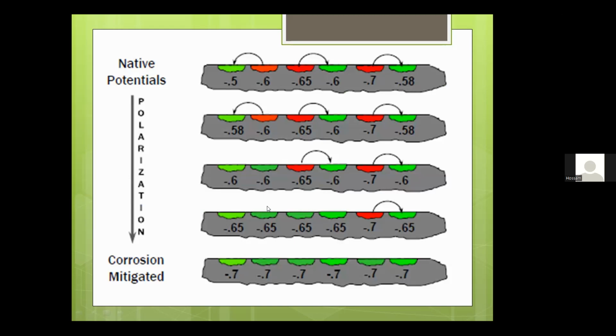This image shows what happened in the anodic and cathodic sides when applying cathodic protection. For the first one, we have anodic sides with the color red, and the green positions are the cathodic sides. So the anodic sides always have a more negative potential than the cathodic sides. What happens when we apply cathodic protection current?